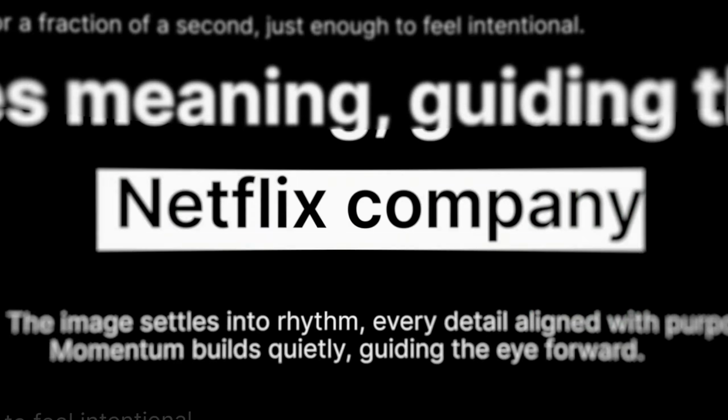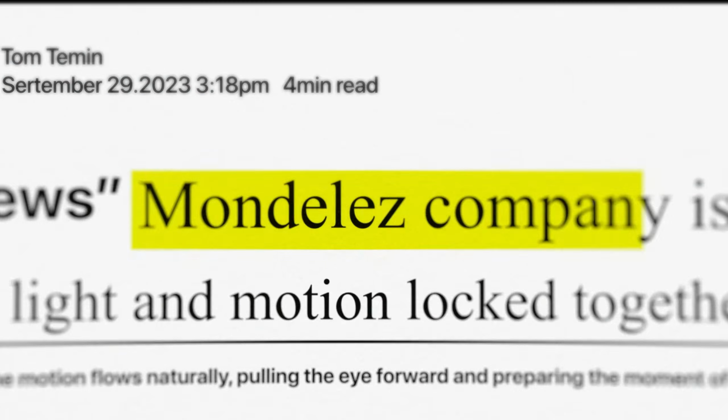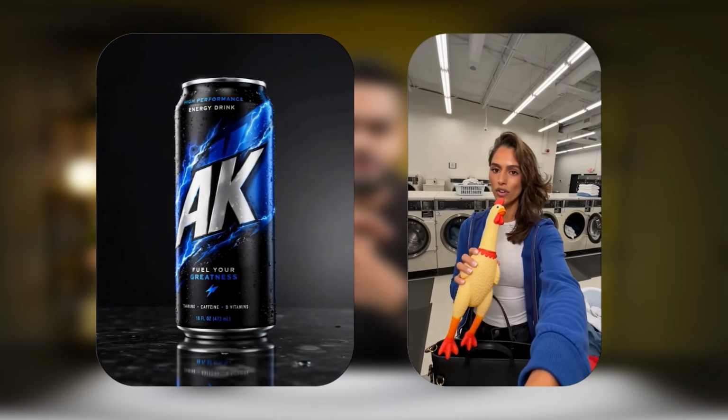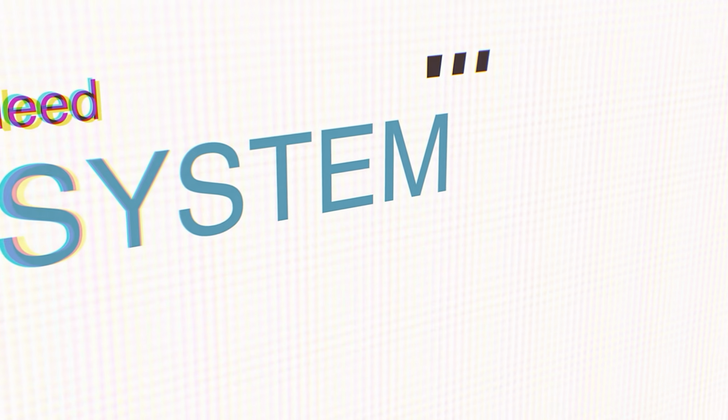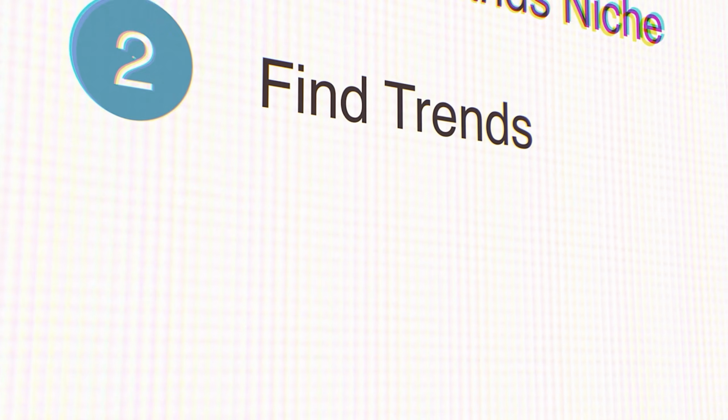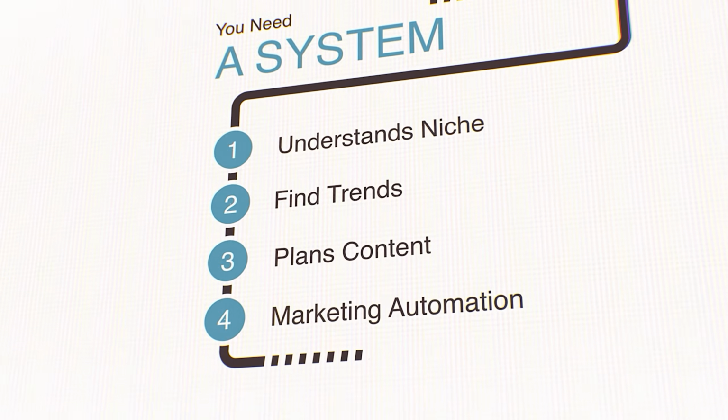More than 80% of companies now use AI in marketing for visuals, UGC, commercials, and more. But standing out takes more than random content. It takes strategy. Instead of guessing what to create, you need a system that understands your niche, finds trends, plans content, and keeps your marketing running automatically. That's exactly what Higgsfield MCP does.